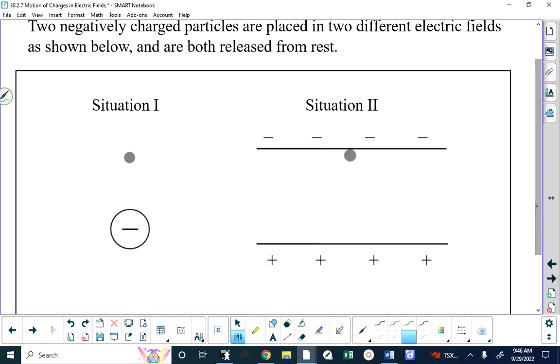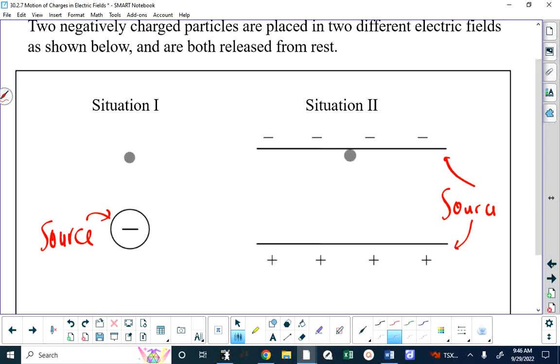So I have a field. Situation 1 has a field because of this. This is the source of the field. It's a point source. Whereas over here, the source are these two plates.